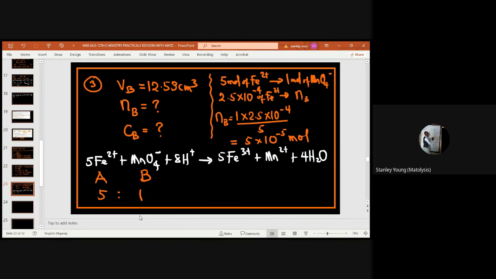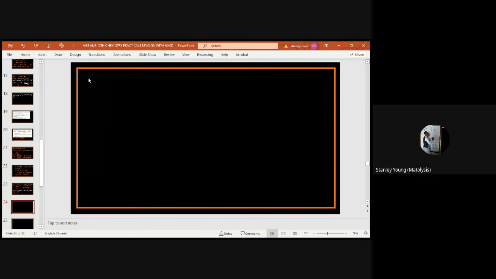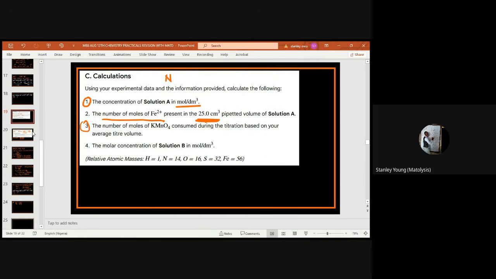Another way is you go ahead and calculate CB. After getting CB, you can use n equals CV to get your answer. It's your choice. So the last question is asking us to find the concentration of solution B. We can just use the formula nA over nB equals CAVA over CBVB. So we need the concentration of solution B.